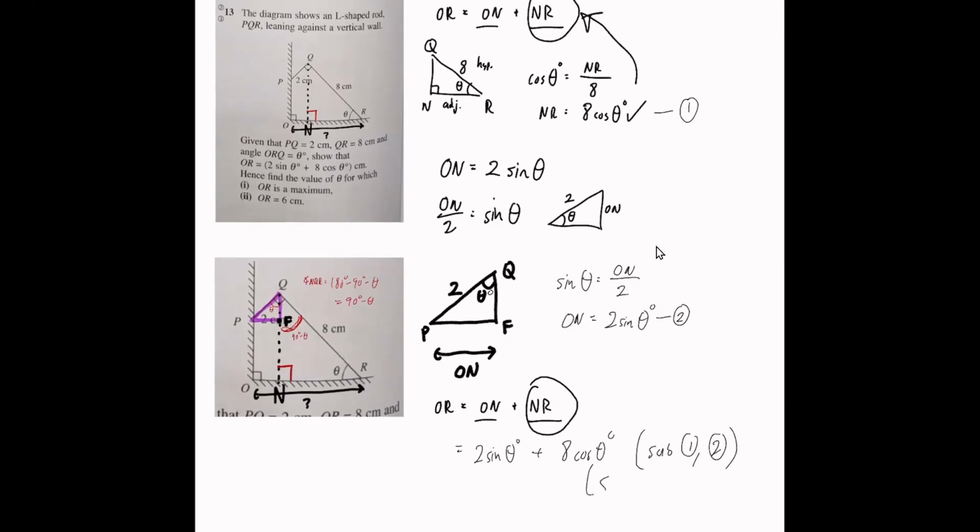And then we're done. Shown. So you need a bit of geometry. Now, hence find, okay, that's shown already. Then hence find the value of theta for which OR is a maximum. So what do you do? And OR equals 6 cm.